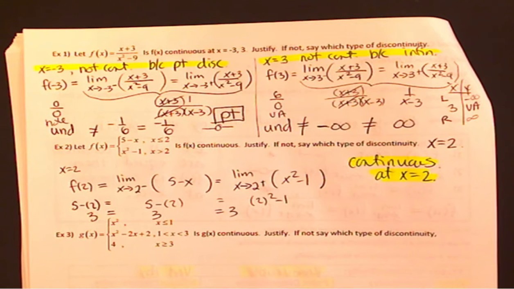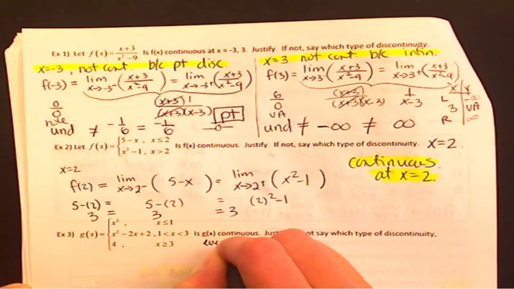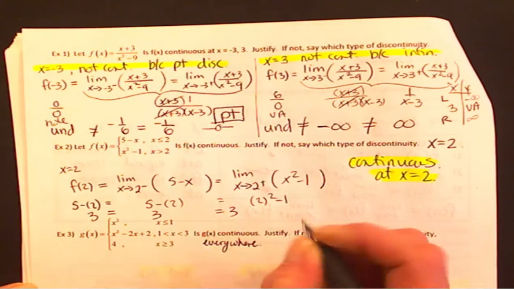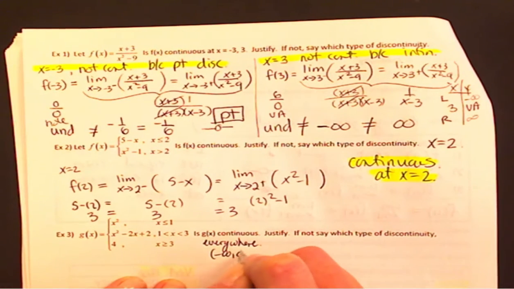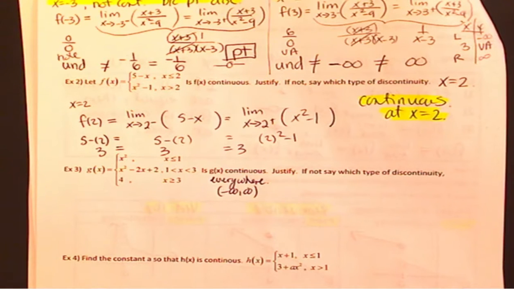Let's try 3. Is g of x continuous everywhere? That means all real numbers. Is it continuous at every single x value? Well, I don't want to do that limit statement more than once, okay?